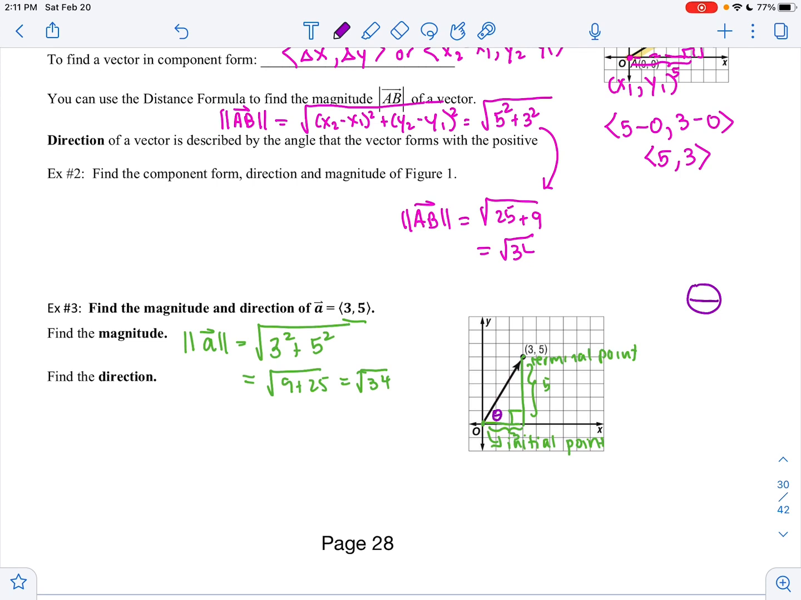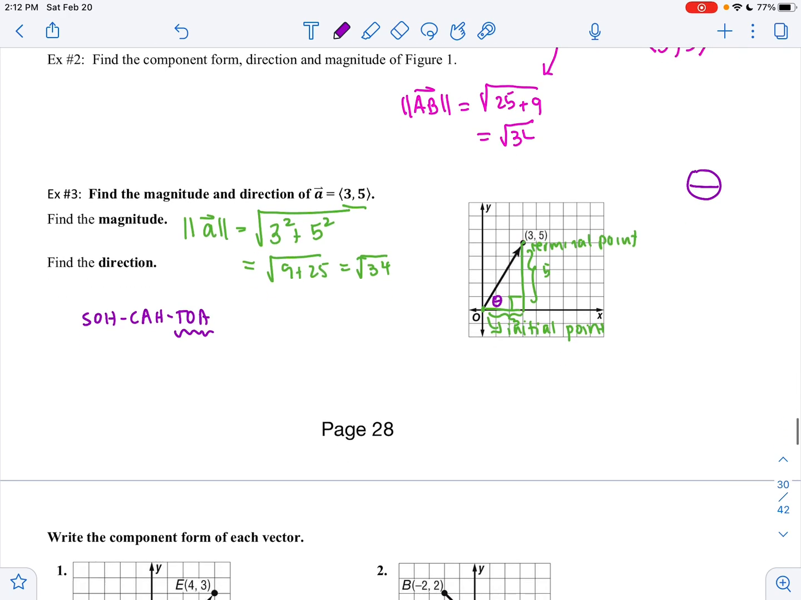And so when we think about the trig function that we would need to figure out that angle measure that's formed by the vector and the horizontal, which is the x-axis, we have the opposite and we have the adjacent. So thinking back to SOHCAHTOA, opposite and adjacent is my tangent. So I would say tangent of my angle measure, which is theta, is equal to opposite over adjacent, so 5/3. And then we take inverse tangent of both sides to solve for and isolate the angle.